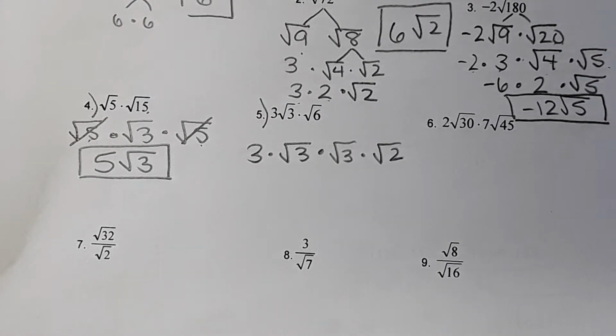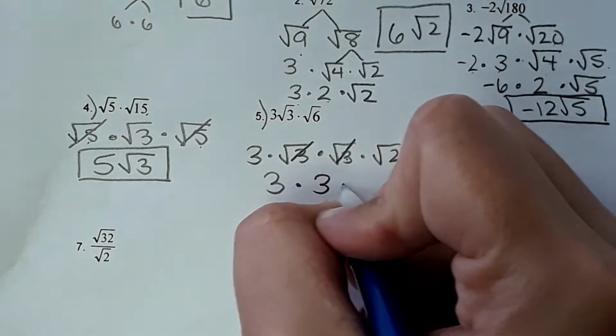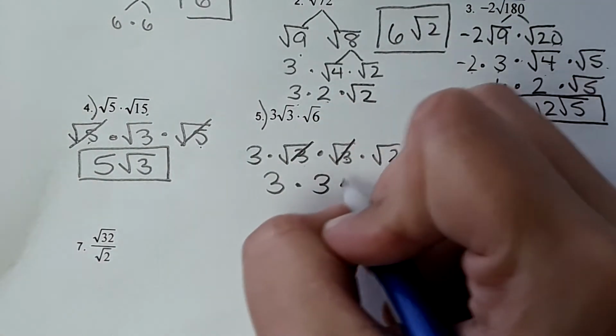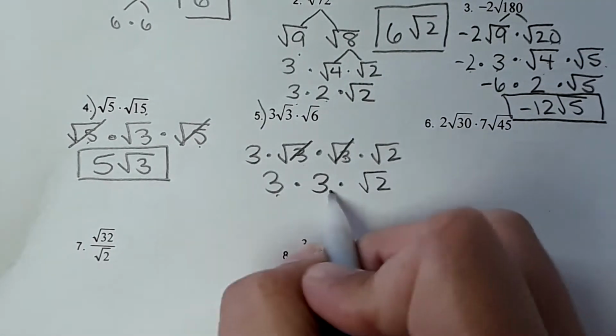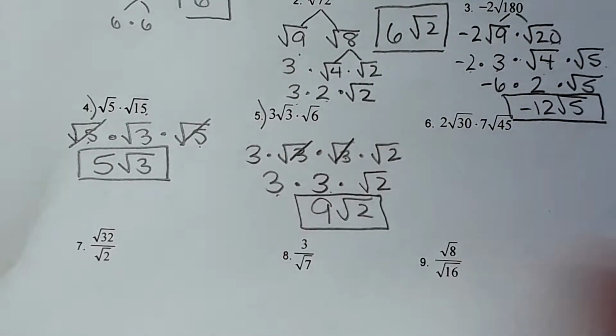And then from there, square root of 3 times square root of 3 is going to be 3. And I get square root of 2. So 3 times 3 is 9 times square root of 2. And that's as far as I can simplify it.